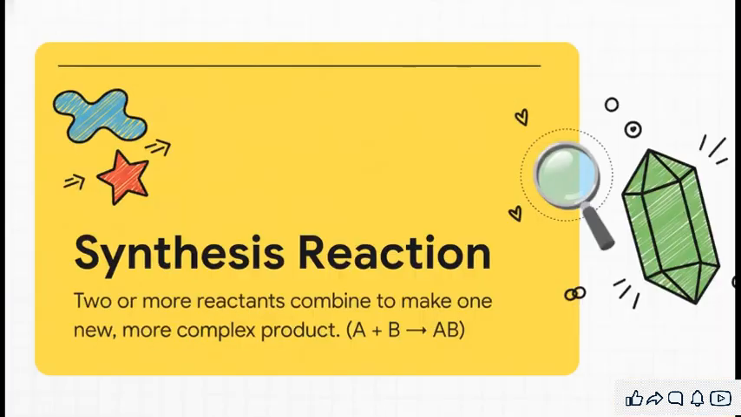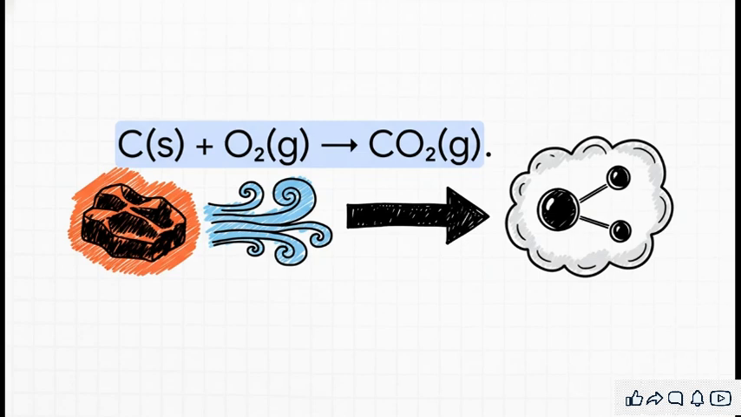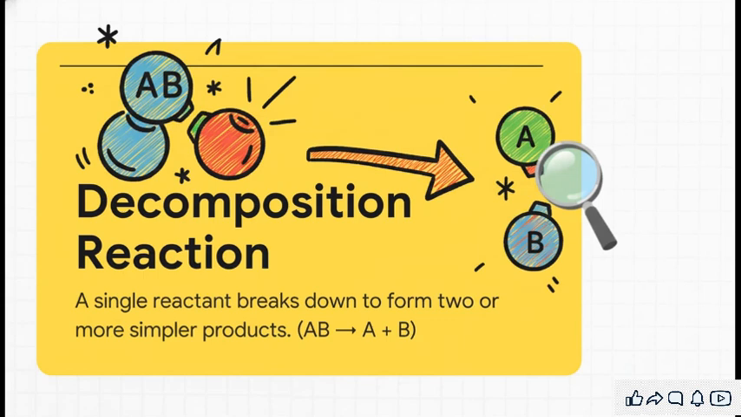going to happen. First up, we have synthesis. This is your classic coming together story. You start with 2 or more simple things, and they combine to form one single, more complex thing. A plus B makes AB. Simple as that. A really simple example is just burning a piece of carbon, like charcoal. The solid carbon combines with oxygen gas right out of the air, and together they synthesize one new product, carbon dioxide gas.